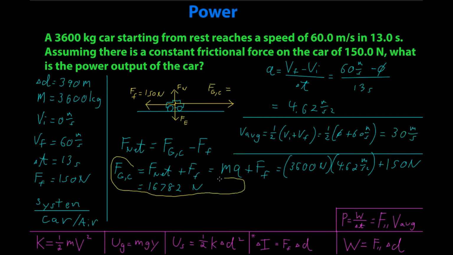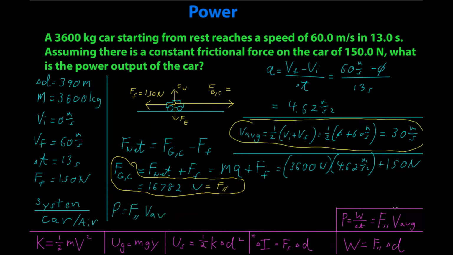So force ground on car, which is accelerating the car forward, is my force parallel. The car exerts a force on the ground, and the ground exerts that force back in order to accelerate the car forward. And this is the force needed not only to accelerate the car, but to overcome the frictional force. I also have the average velocity, which means I can now use the other version of the power equation: 16,782 newtons times 30 meters per second.